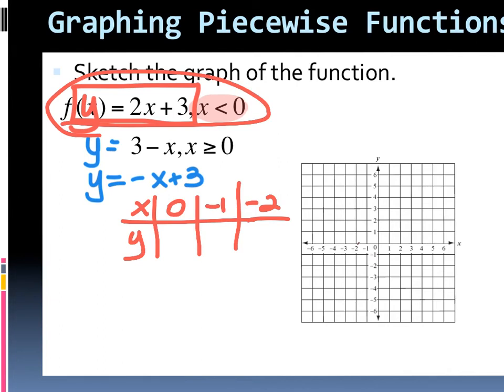I'm going to plug those values into the first one. So 2 times 0 is 0 plus 3, 3. 2 times -1, -2 plus 3, 1. 2 times -2, -4 plus 3, -1. And then I'm plotting these points. 0, 3, which is going to get an open dot. -1, 1. And -2, -1. And I would know it would continue in that way.